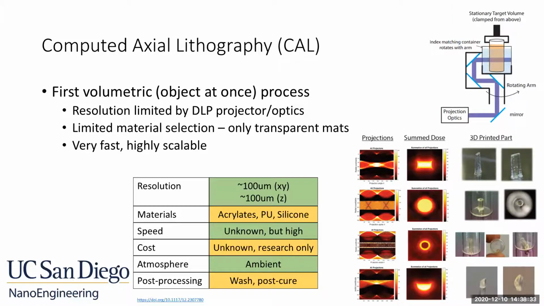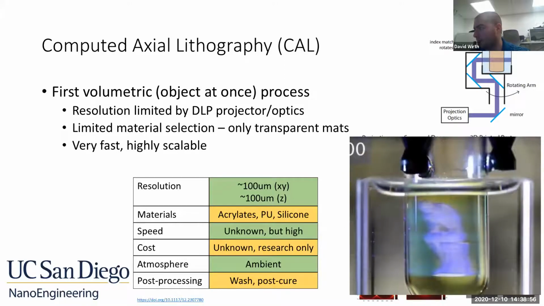Okay, cool. Right now, one of my projects is making this CAL process multi-material. So you can use 2 wavelengths of light and have different materials polymerize, but that's still in R&D. But as I said, this is very fast, highly scalable, and doesn't use layers at all. It's pretty cool, right? Yes, that was the Star Trek replicator thing. This was published in Science.